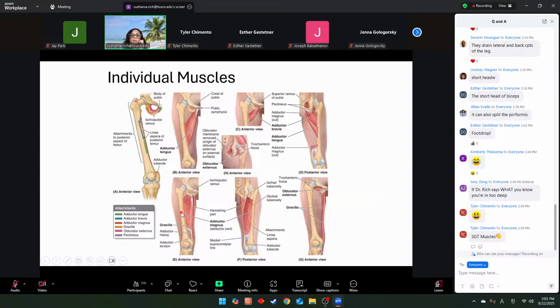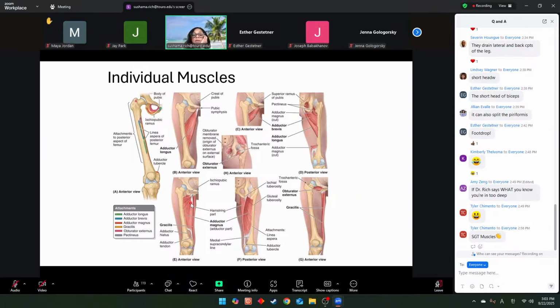Okay, so here's the adductor magnus. We like the adductor magnus. There's a couple of things to talk about with the adductor magnus. First of all, it has two heads of origin. Maya, give me a second. One from the body of the pubis and the other one from the ischial tuberosity.